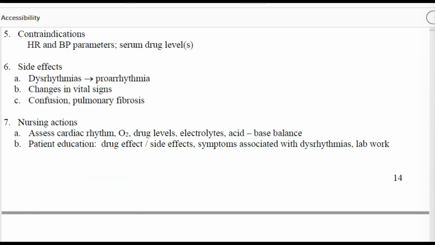So nursing actions or interventions when it comes to administering or with patients who are on antidysrhythmics. One very important thing is assessing cardiac rhythm, also oxygen supplementation, and also assessment of oxygenation status, drug levels, electrolytes, and acid-base balance. It is also very important to do patient education regarding the drug effect, side effects, symptoms associated with dysrhythmias, and some lab work.